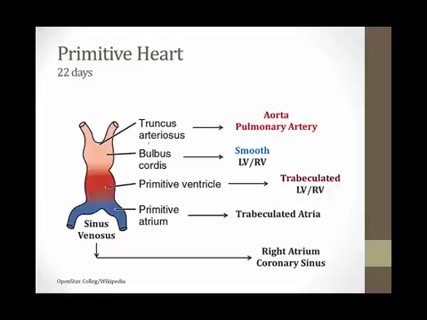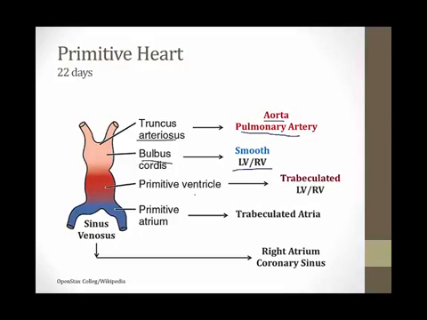The truncus arteriosus has the word artery in its name, and that can help remind you that in the adult heart, the truncus arteriosus develops into the aorta, which supplies all our arteries, and also into the pulmonary artery, which has the word artery in its name. The bulbus cordis develops into the smooth portions of the left and right ventricle. I'll show you a picture of those in a minute.